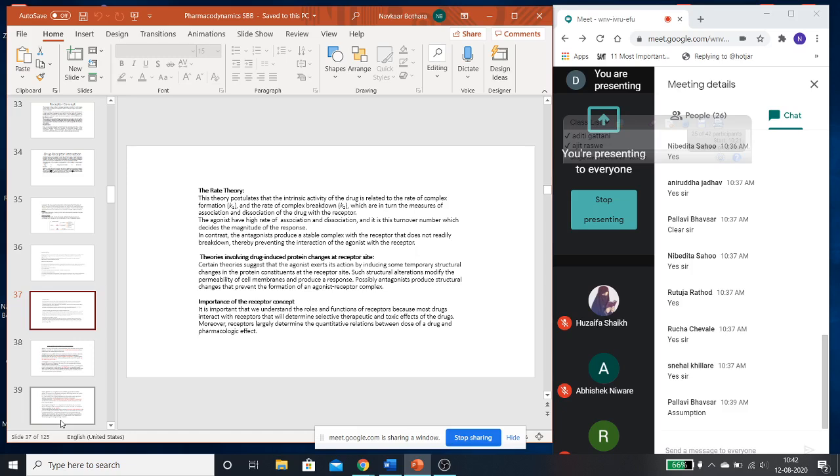The next theory is called the theory that involves drug induced protein changes. Agonists cause action by inducing some temporary structural changes in the protein part of the receptor, and each structural alteration modifies the permeability of the cell membrane, and it produces the response. And antagonists produce structural changes to prevent the formation of the agonist receptor complex.